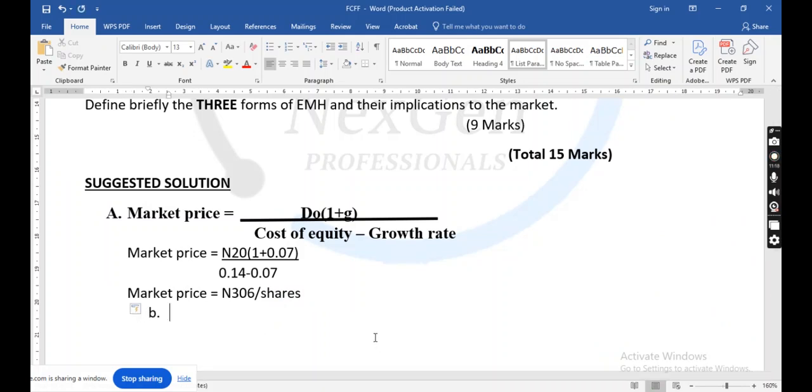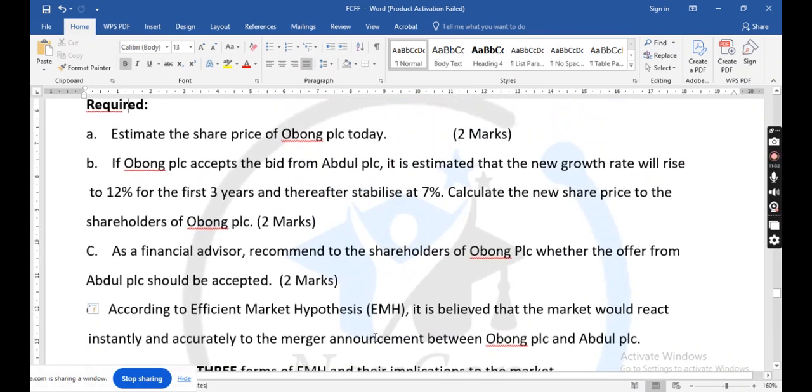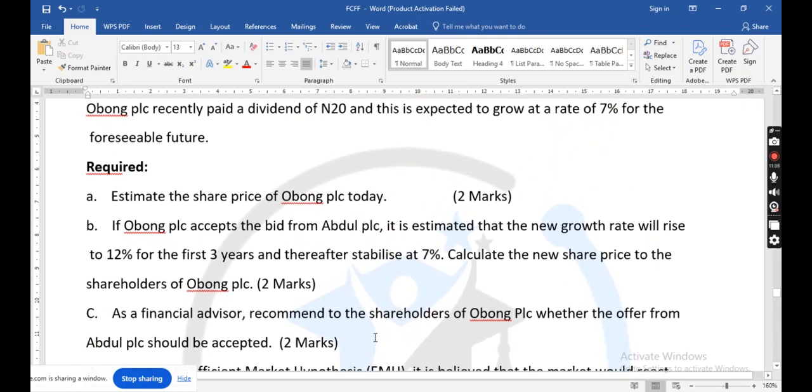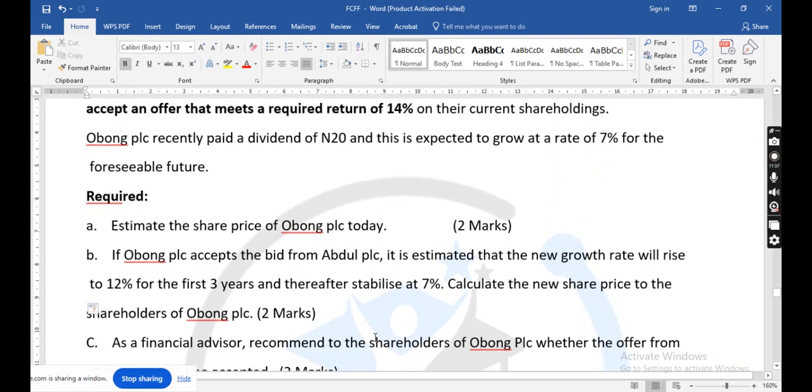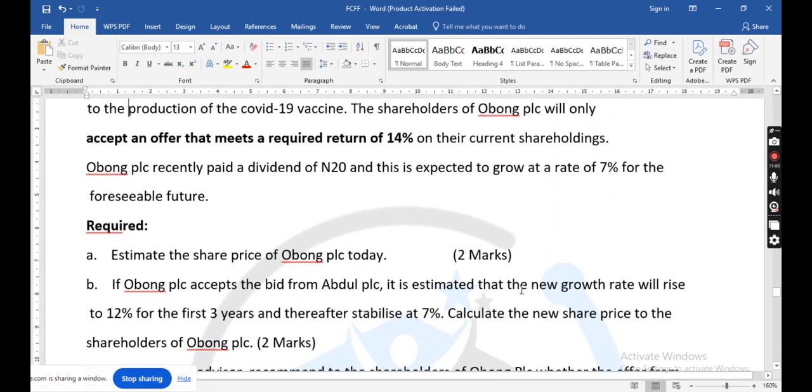The next is B. Let's check what the B part of this question is. If Unborn PLC accepts the bid from Abdul, it is estimated that there will be a new growth in dividend, rising to 12%. So for 3 years, the dividend will grow year 1, year 2, year 3.